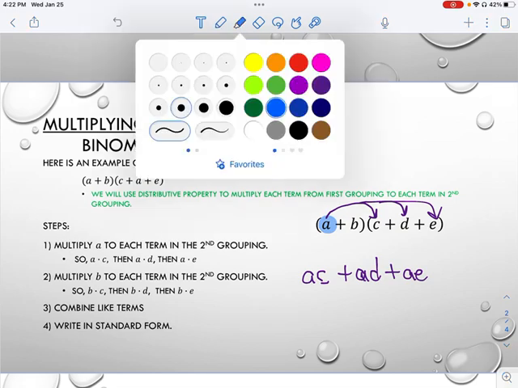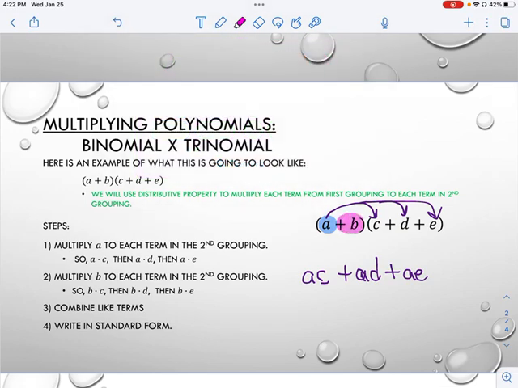Then I'm going to come back. I'm going to take the B, make sure you include that sign, and I'm just going to repeat the process. So I'm going to go B times C. I'm going to do B times D, and then I'm going to do B times E. And then at that point, I would look for like terms, whatever I have, and then I would finish off by making sure I'm written in standard form.